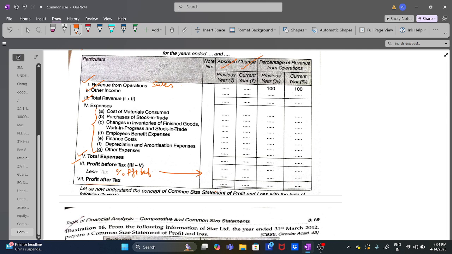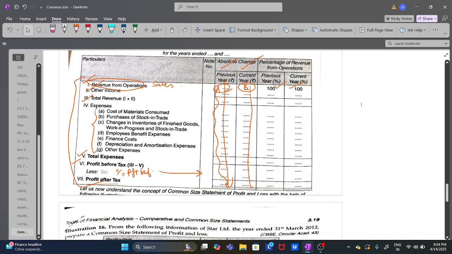Previous year data, current year data. Here everything is divided by the RFO of this year, so the answer will turn out to be 100%. Here everything will be divided by this RFO. Let this be A and this be B. Everything is divided by B, not by total revenue, but by sales. So this first column comes to 100. The others will be different amounts. So we need to know how to prepare RFO, how to put it in the correct format. Then we just need to divide it.